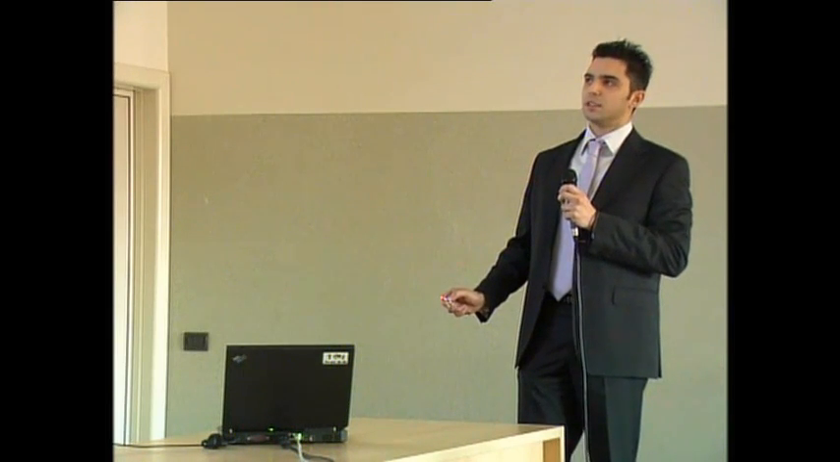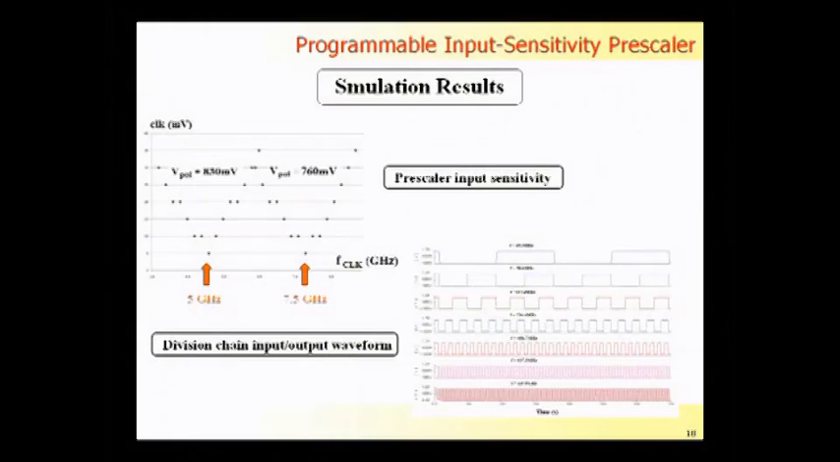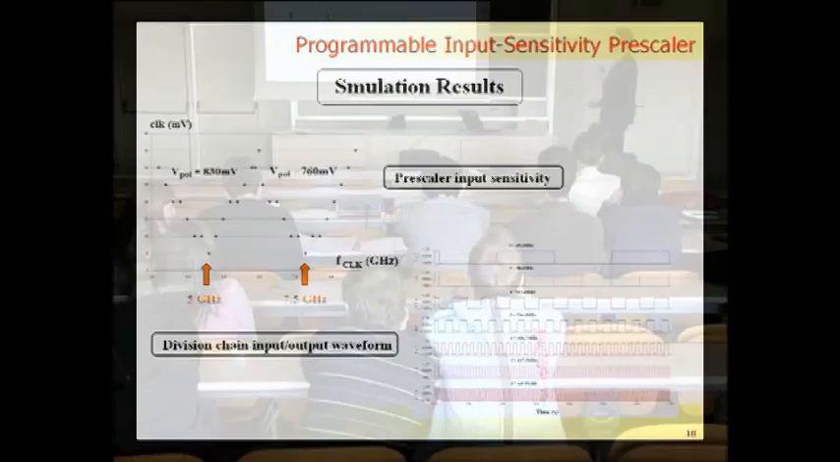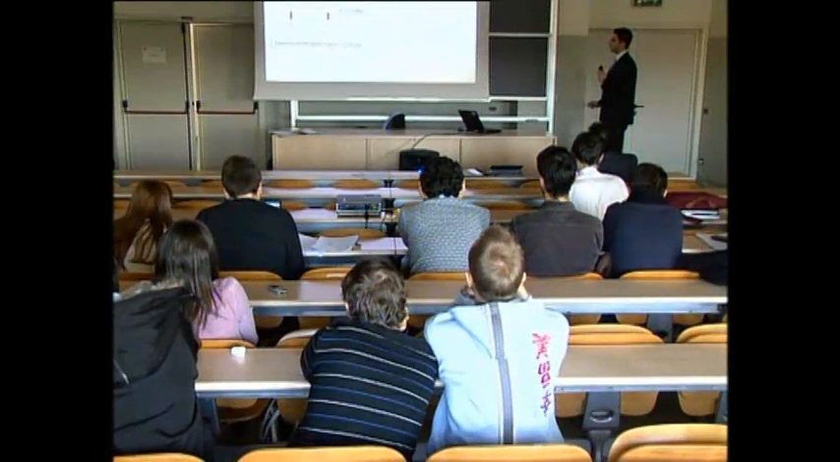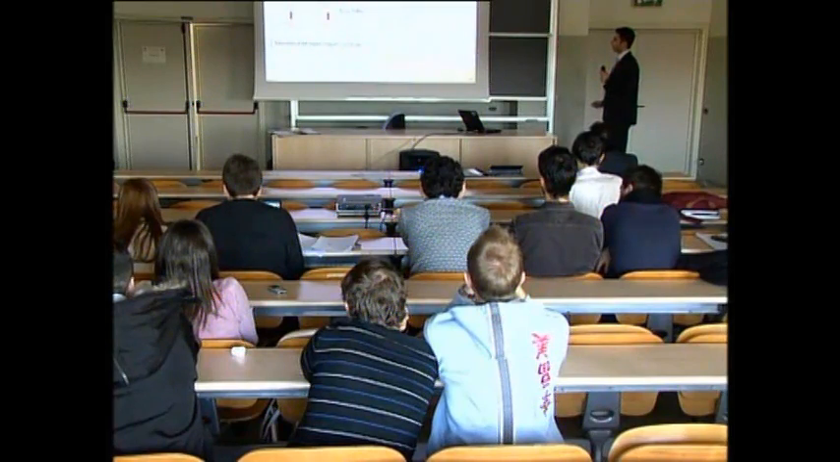We can see that this is the classical V-shaped input sensitivity of a Prescaler, and we can see that if we polarize the first stage with 760 millivolts, we have the maximum sensitivity around 7.5 gigahertz. If we switch with the multiplexer to 830 millivolts, the maximum input sensitivity is now at 5 gigahertz with the same input power. So we have a shifting of the frequency of the input sensitivity of the Prescaler.